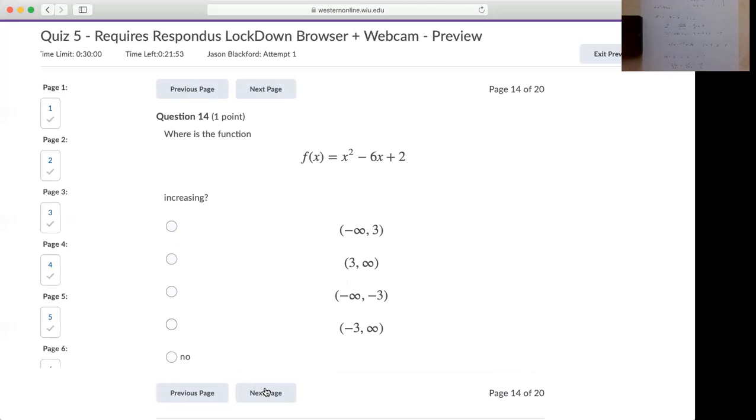Problem 14. Where is this function increasing? Well, same one. This is a parabola that opens up. We know it opens up because the coefficient of x squared is positive, and so it's going from decreasing to increasing, and it starts increasing after the x coordinate of the vertex, which we already found to be 3. This is the point (3, -7). So when x is bigger than 3, this is increasing, so the answer is 3 to infinity.